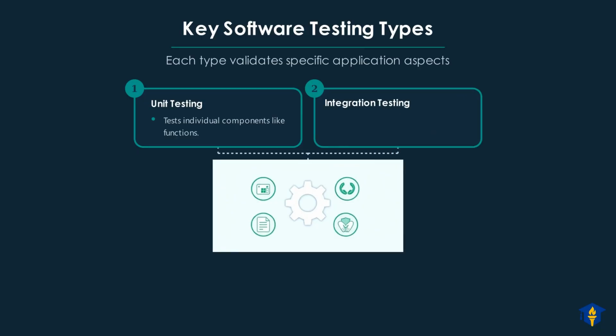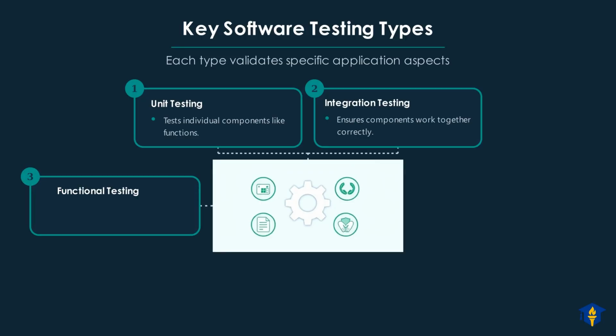Next, integration testing focuses on how different parts of your system interact. This ensures that all components work together correctly as a cohesive system. Functional testing then verifies if the application behaves exactly as expected by users. It checks whether the application meets all of its specified functional requirements.